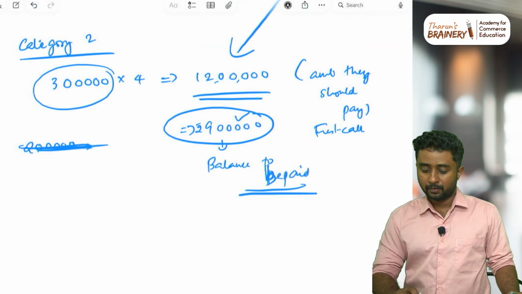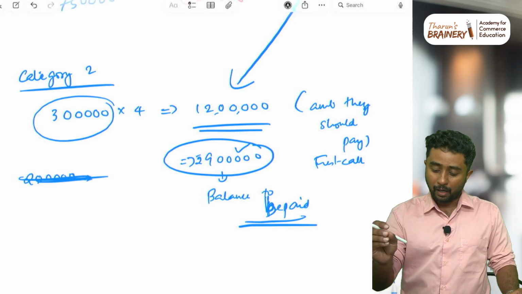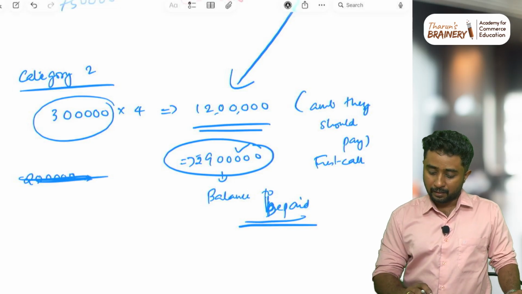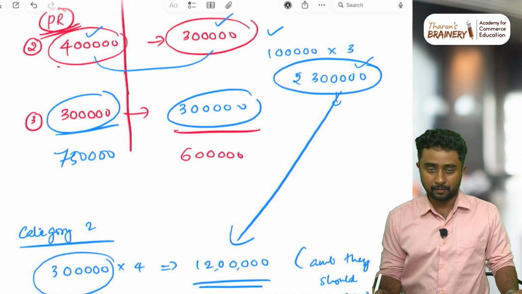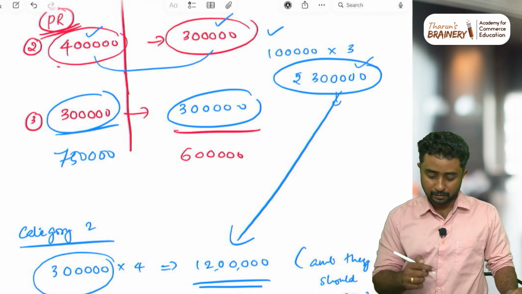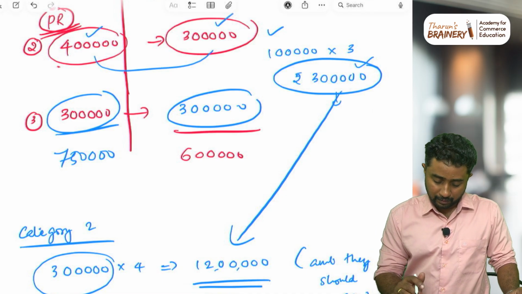So that is the adjustment here. Now, how to show this, show that this 3 lakh rupees is going to first call. Okay, that we will discuss soon. So we will come to that part.